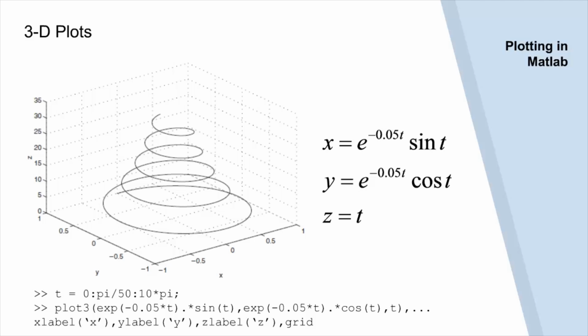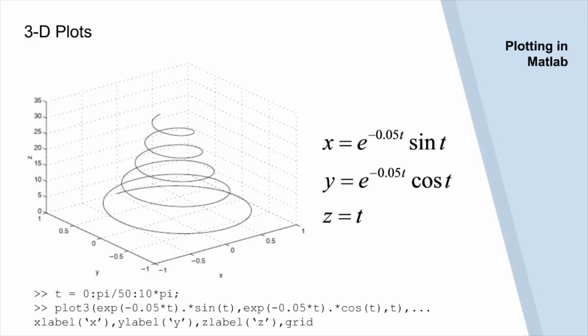It plots the following equations: x equals e raised to minus 0.05 t times sine of t, y equals e raised to minus 0.05 t times cos of t, and z equals t. If we vary t from 0 to 10 pi, the sine and cosine functions will vary through 5 cycles, while the absolute values of x and y will become smaller as t increases. This will result in a spiral curve, as shown here in the plot.